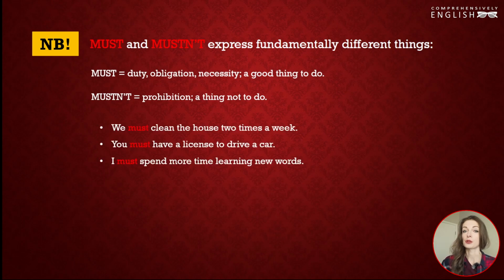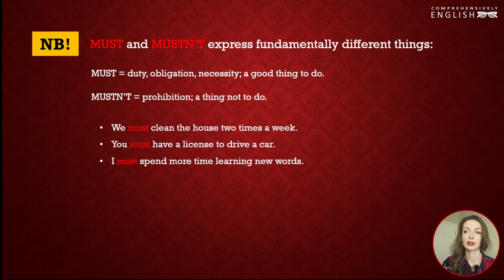Let's look at the examples. We must clean the house 2 times a week. We must have a license to drive a car. We must spend more time learning new words. So these are obligations, duties, good things to do.